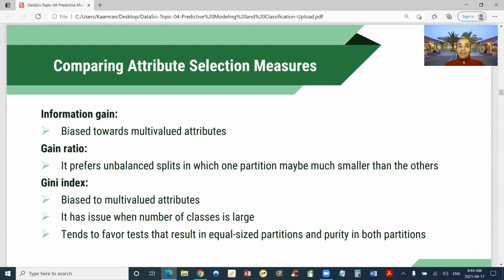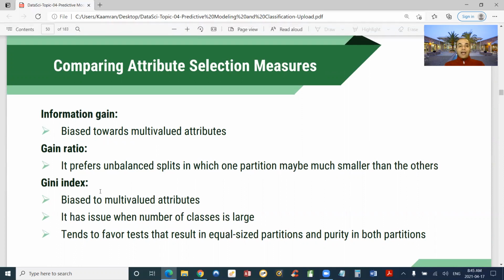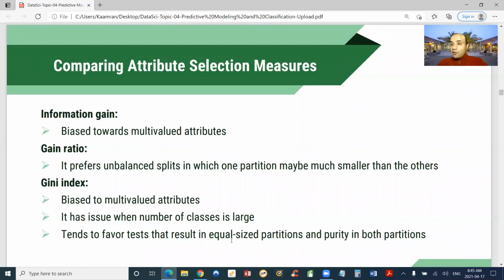Information gain, it is biased toward multi-valued attributes. Obviously, if you have more attributes, it's going to be quite challenging. Gain ratio prefers unbalanced splits in which one partition may be much smaller than the other. And the Gini index has bias to multi-valued attributes, has issue with number of classes. When the number of classes is large, tends to favor tests that result in equal sized partition and purity in both partition.